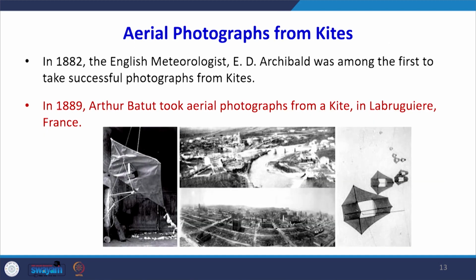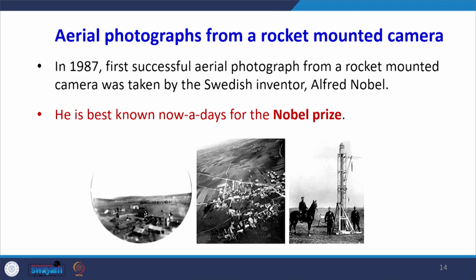Kites have also been used. The researchers have explored the various means to capture the data from the space. So, in 1882 the English meteorologist E.D. Archibald was among the first to take the successful photographs from the kites. So, there were small cameras which are fitted into the kite, and the kite was flown into the air, and the camera took the images. So, in 1889 Arthur Batut also took the photographs in the France area using the kite as a platform and mounting those cameras. Later on, rockets were used, rocket mounted cameras.